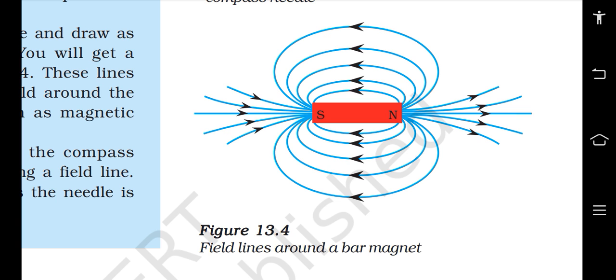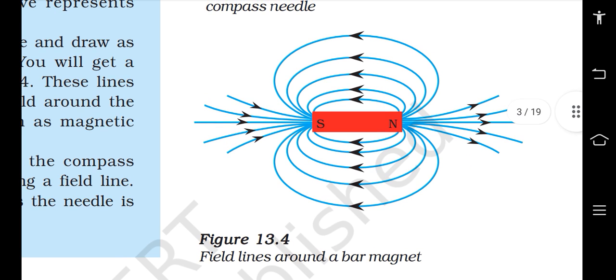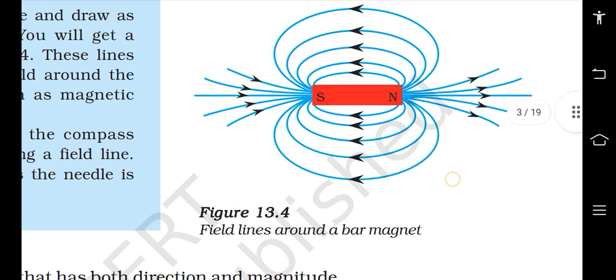One is the direction, that is always from north pole to south pole outside, and inside from south pole to north pole. And the second point is no magnetic field lines intersect each other, because the compass never shows two directions at the same point. And the third point is the strength of the magnetism is always related to the closeness of magnetic field lines. In this case, both poles have more closeness of magnetic field lines. That's why the strength of the magnetism will be more at the two poles.